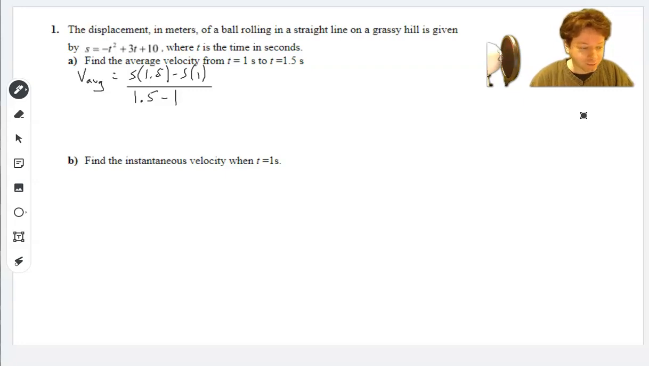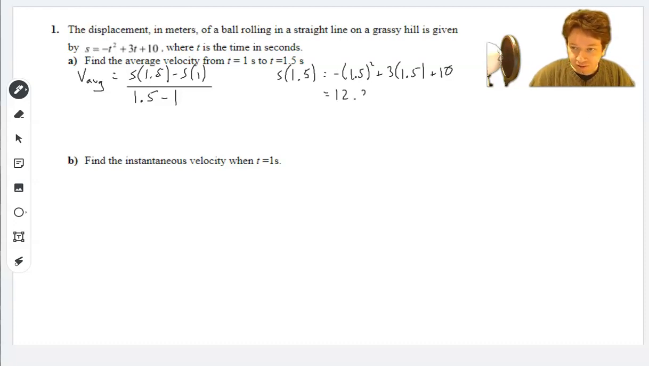You can figure out what s at 1.5 is. Just substitute 1.5 in for t, and you get minus 1.5 squared plus 3 times 1.5 plus 10. And you'd get 12.25. You can do the same thing for s at 1, which would be minus 1 squared plus 3 times 1 plus 10, which gives you 13 minus 1, which is 12.